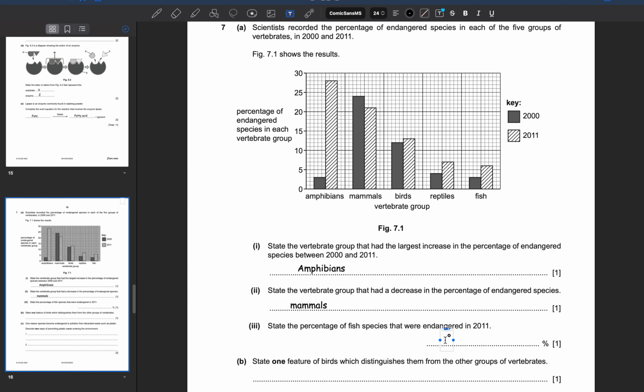State the percentage of fish species that were endangered in 2011. Fish in 2011, with this one. I have to mark it. Yes, it's this line. I think each one box is 1, so it's 6. It's 6%. Let's draw a line so it's more clear.